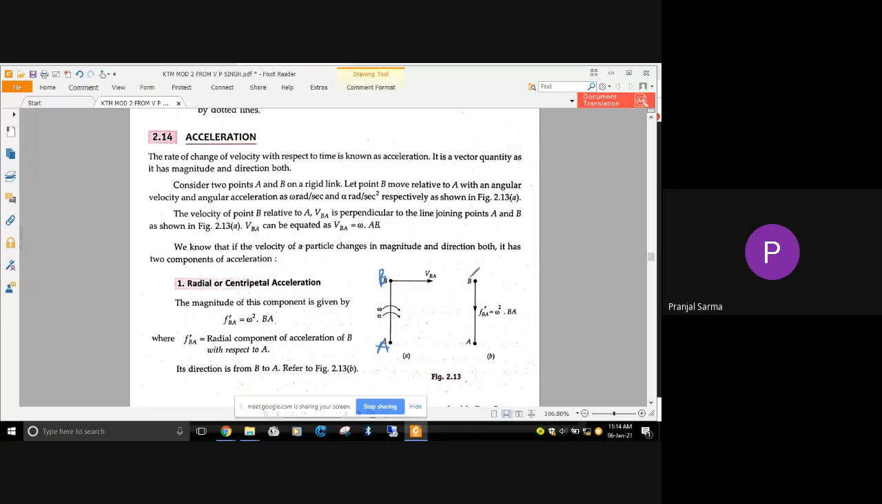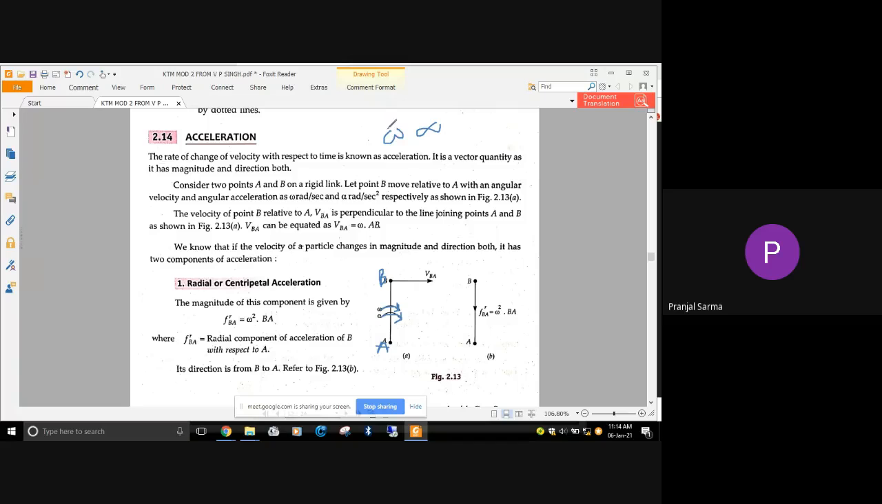Let's consider point B, which is moving relative to A with an angular velocity and angular acceleration, omega radian per second and alpha radian per second square respectively. That is the movement of point B with respect to A, as shown here. Suppose this is the angular velocity omega, and this is the acceleration alpha. We denote angular velocity with omega, and angular acceleration with alpha.